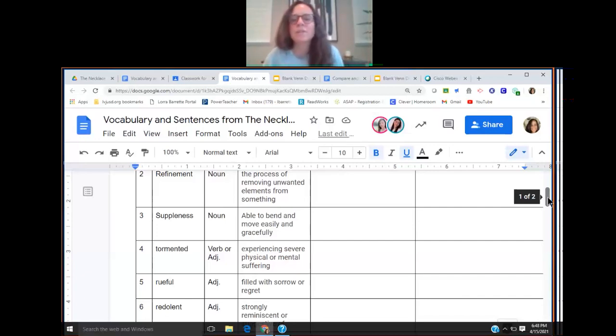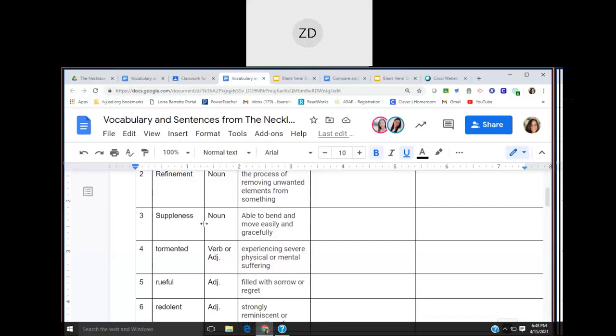Okay. Next word, suppleness. Suppleness. So the word supple means easily bendable. Like, I don't know if you've ever heard, they say if you use face lotion, it makes your skin more supple. It means your skin is nice and soft and flexible and plump and beautiful. So this is what supple means.